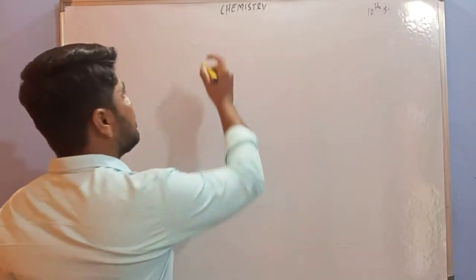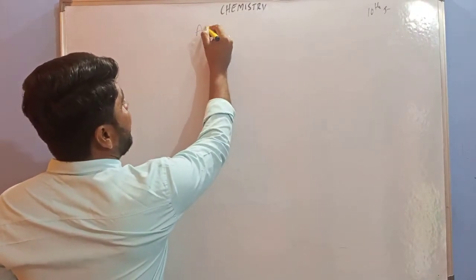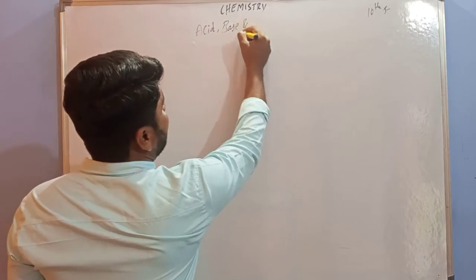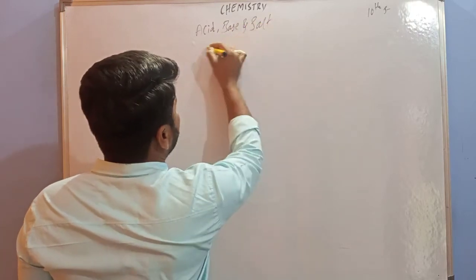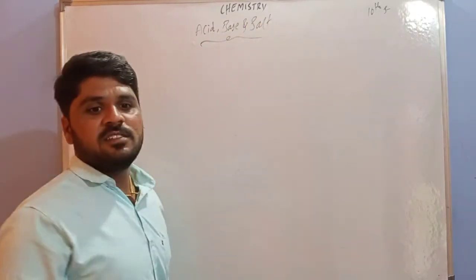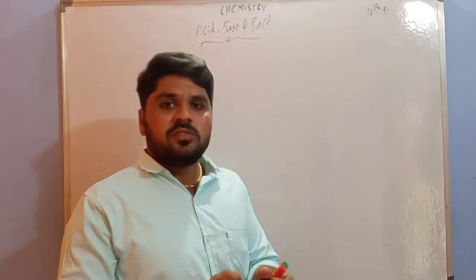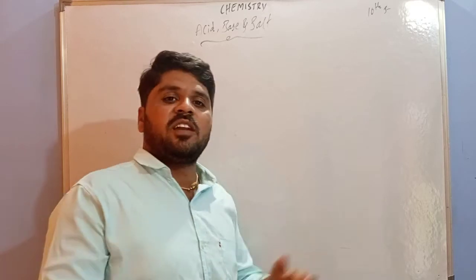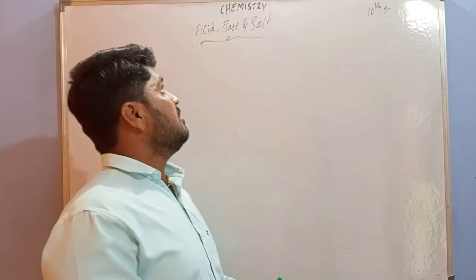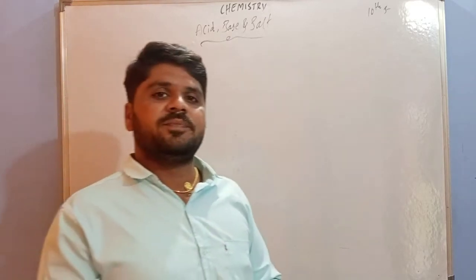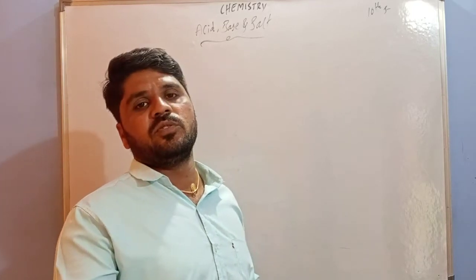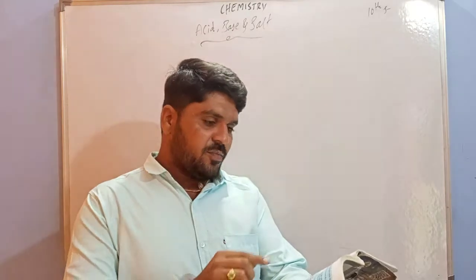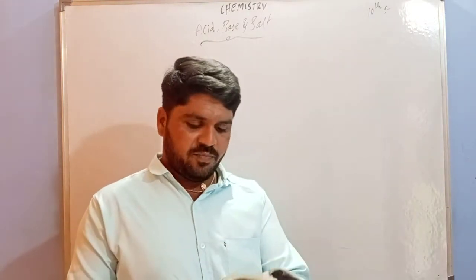The chapter is Acids, Bases and Salts. In the last class we discussed some chemical properties of acids and bases. In this class I am going to discuss the questions in the exercise of the chapter, page number 18.